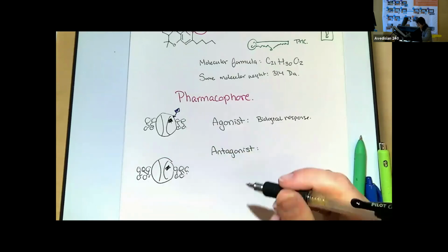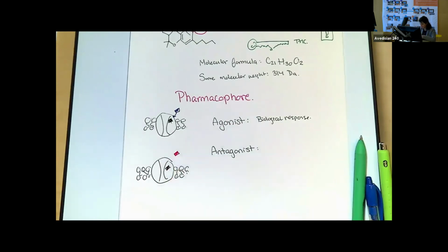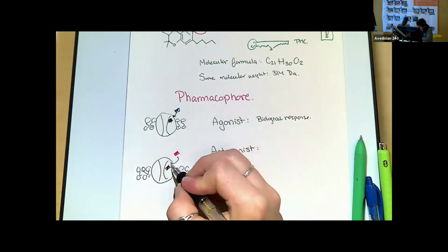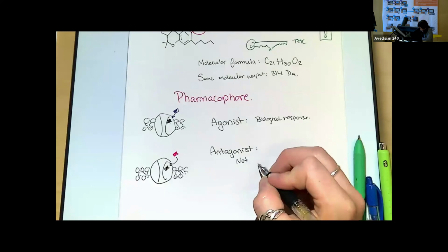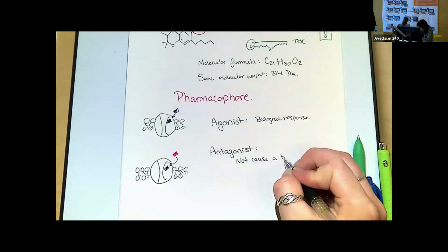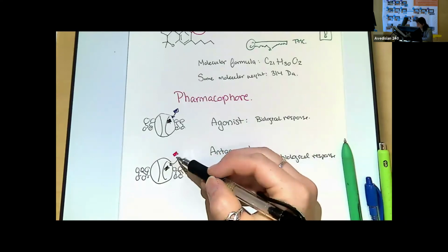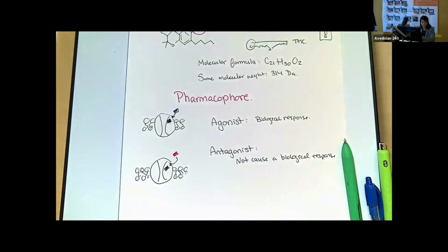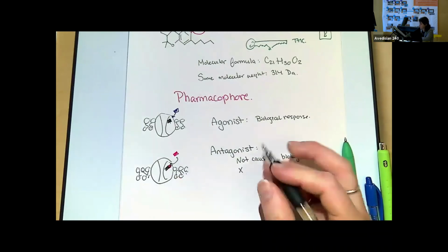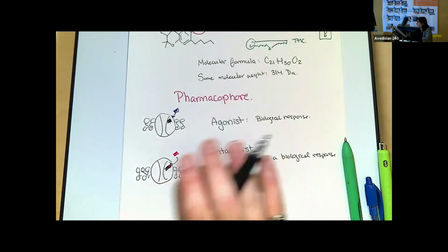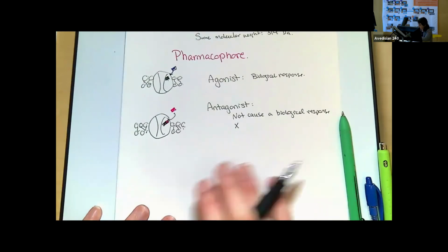So when we're dealing with an antagonist, even though it's not that molecule, it's going to bind in that same location as the agonist would. However, it is not going to cause a biological response. And it's also going to prevent the agonist molecules from binding and producing a response. So in this case, we have a molecule bound at that active site, but it's not the right key for an agonist response. So the agonist can't bind.